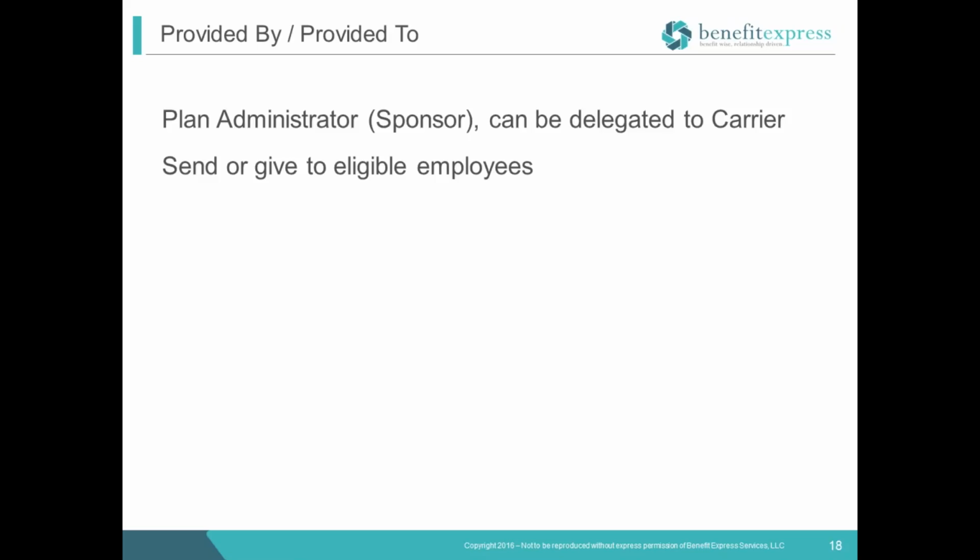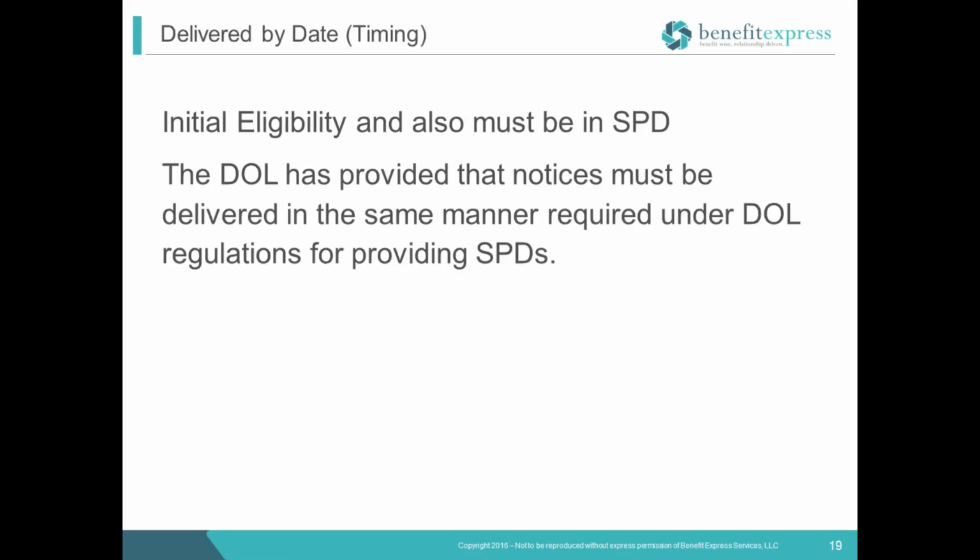It has to be provided by the plan sponsor or plan administrator. It can be delegated to the carrier, and you send it or give it to the eligible employees. It has to be given out at initial enrollment, and it must also be in the SPD. This is an issue with many employers, especially if they have an insured plan. Are you giving out an SPD? Are you giving out the contract that has that language in there? The DOL has provided that notices must be delivered in the same manner as the SPD. It could be on paper or electronically.